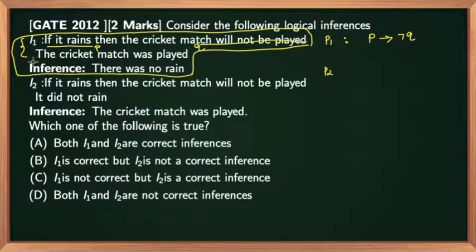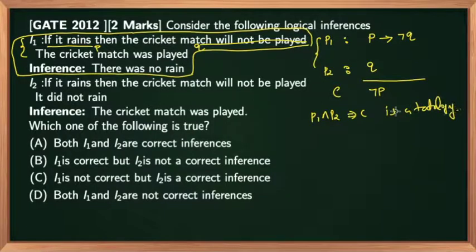Right, now let's see the second statement. The cricket match was played. So that is basically Q. Now what we know is that these are the two premises. I have P implies not Q and I have Q, right? So I have a conclusion here that's also given, that is the inference. There was no rain. That means the conclusion is not P, right? Now we say that this conclusion is true if P1 and P2 implies C is a tautology.